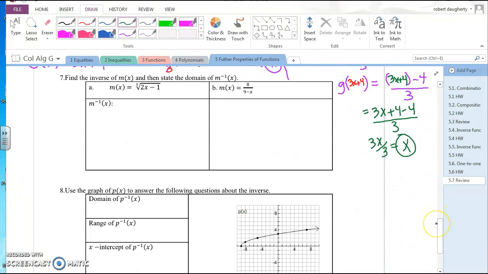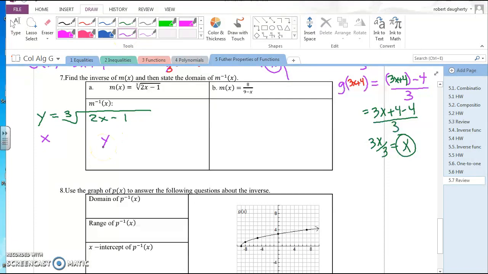Let's look at the next one here. Finding the inverse. The way we always found the inverse, the first thing I do is write this as y equals the cube root of 2x minus 1. Then what we're going to do is switch the role of x and y.